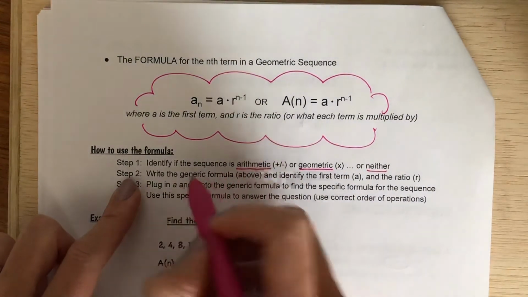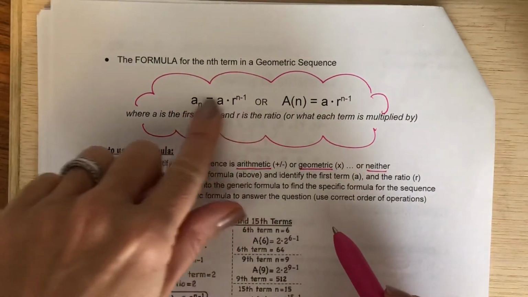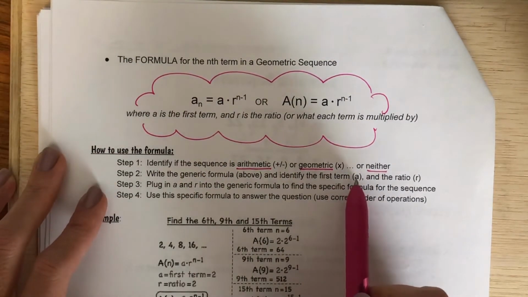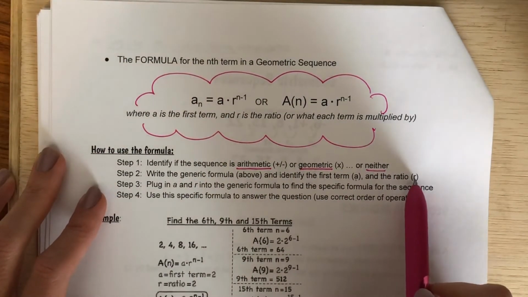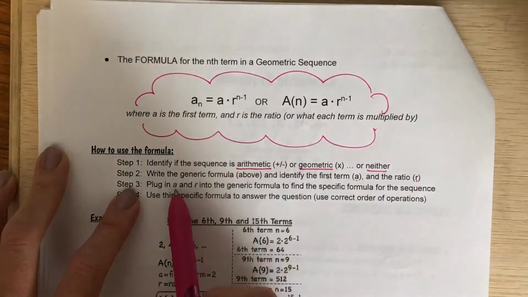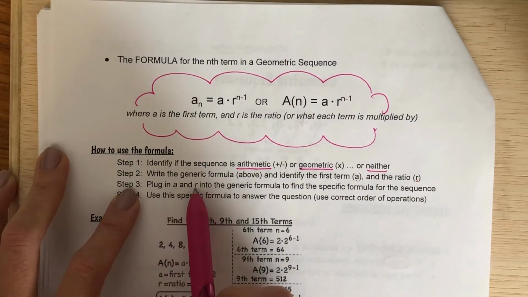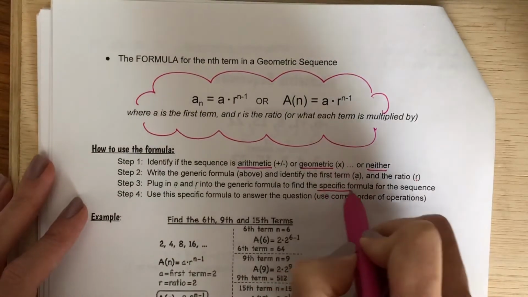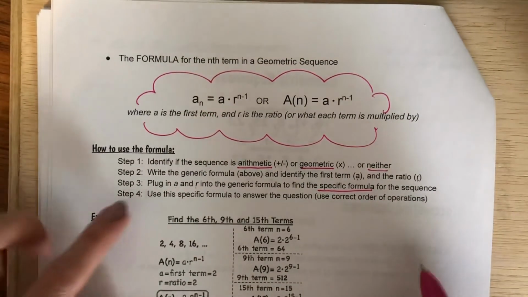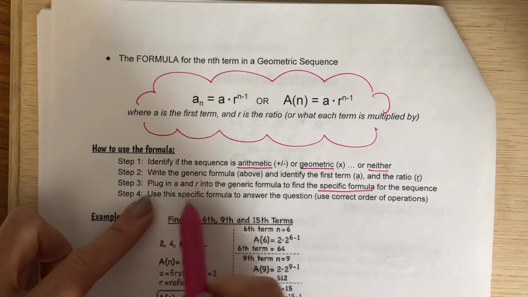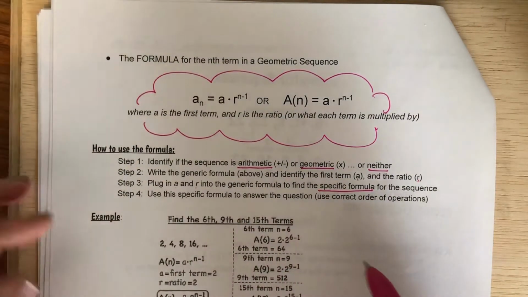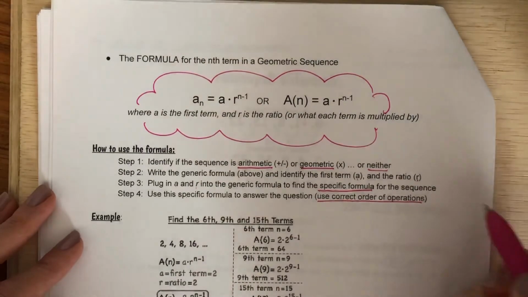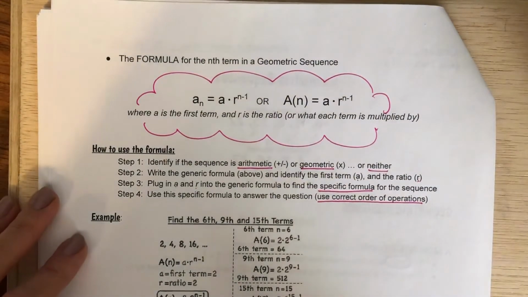Step 2, write the generic formula. Write this one right here, because that's going to help you memorize it. And identify what your first term is and what your ratio is. Step 3, we're going to plug in our first term and our ratio into your formula to figure out the actual specific formula for that sequence. And then we're going to use that specific formula to answer whatever question we need to do. Make sure that we are using correct order of operations according to PEMDAS, because that is necessary.